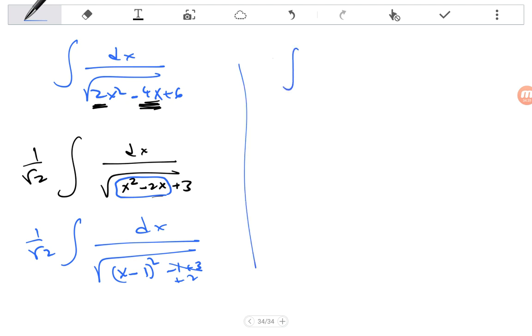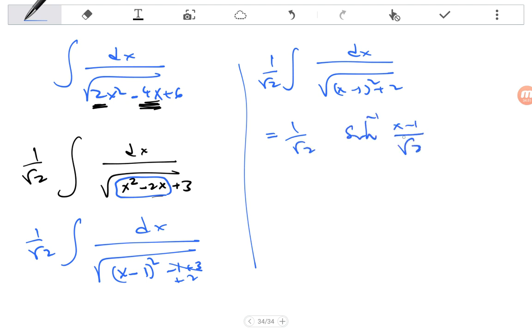So the problem will be the integral of 1 over root 2, dx over root of x minus 1 all squared plus 2, which is sine inverse. That is the rule of sine inverse: x minus 1 over root 2. A, that is a squared, is equal to 2, so a is equal to root 2. Okay, so that's the rule of sine inverse.